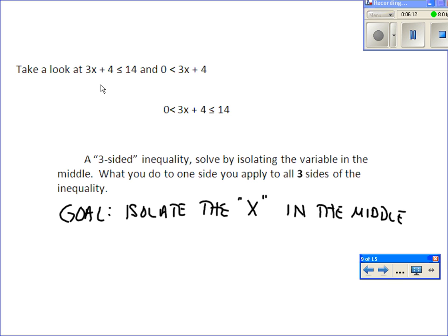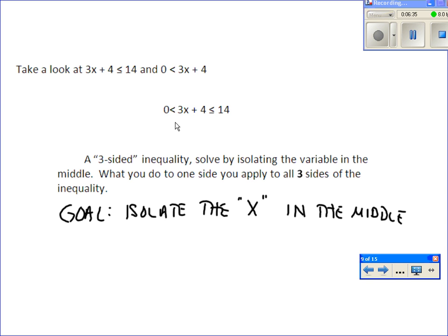Okay, let's take a look at another problem here. Notice for this and statement, we have 3x plus 4 is less than or equal to 14, and 0 is less than 3x plus 4. So we had the same expression here, 3x plus 4. We can combine the two statements because it's an and statement. We want 3x plus 4 to be less than or equal to 14 and also greater than 0.